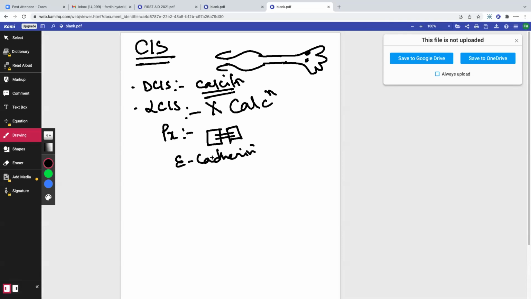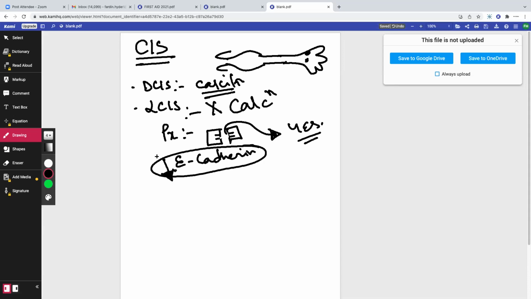Now, the mutation is that if we have decreased E-cadherin, let's say that this is a loss of function mutation, what happens is that the intercellular protein structures break down. When the intercellular protein structures break down, is it much easier for the malignant cells to move and metastasize locally? Yes or no? The answer is yes, right? So lobular carcinoma is a carcinoma that is associated with decreased E-cadherin expression, right? So that's all about ductal carcinoma and lobular carcinoma in situ, right?